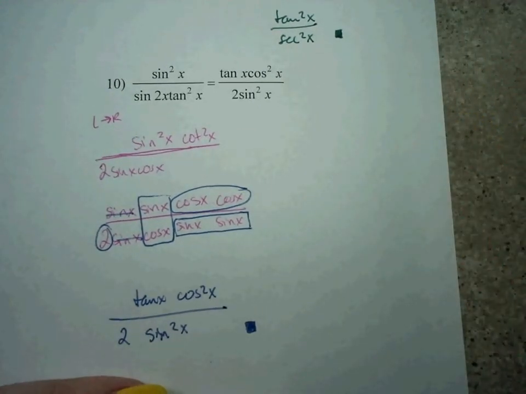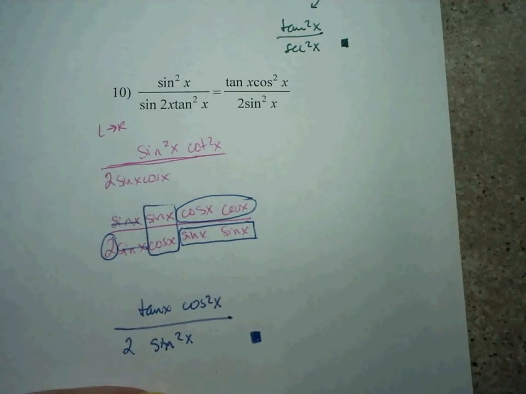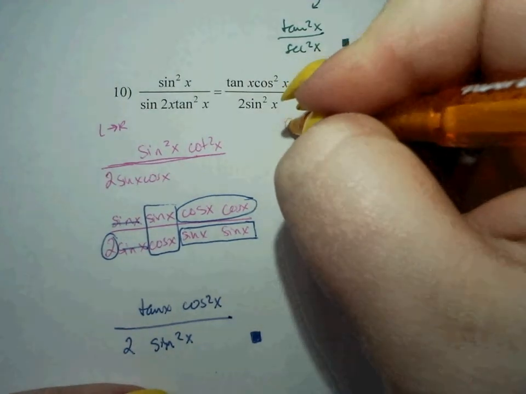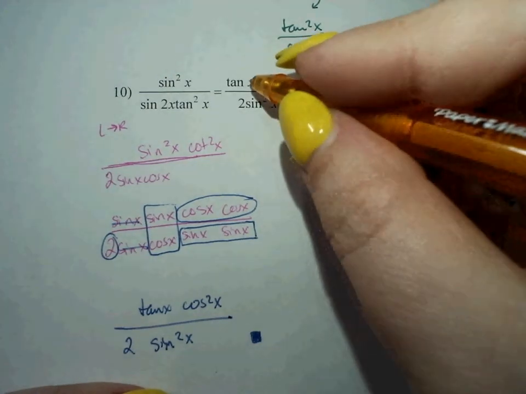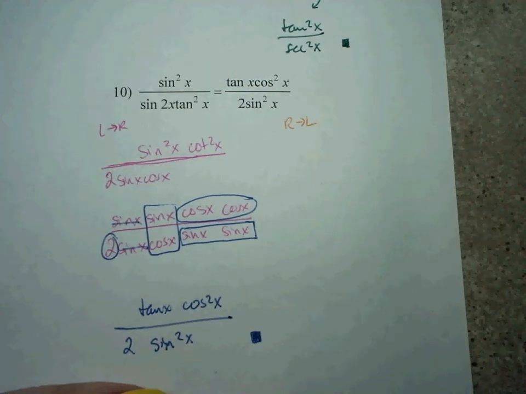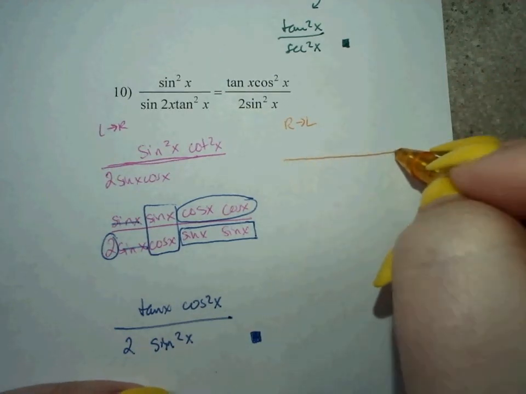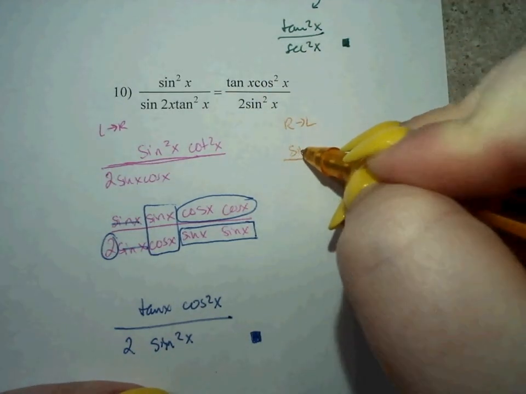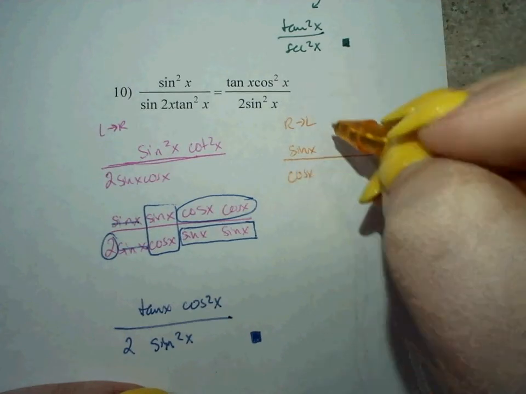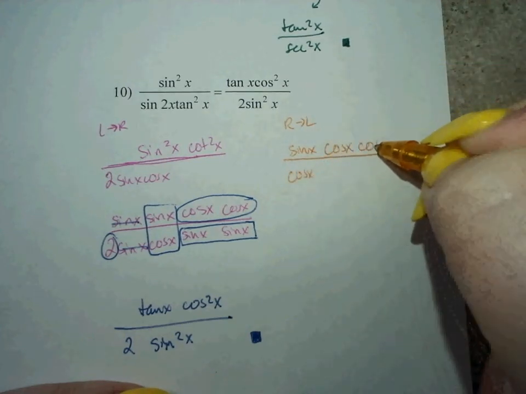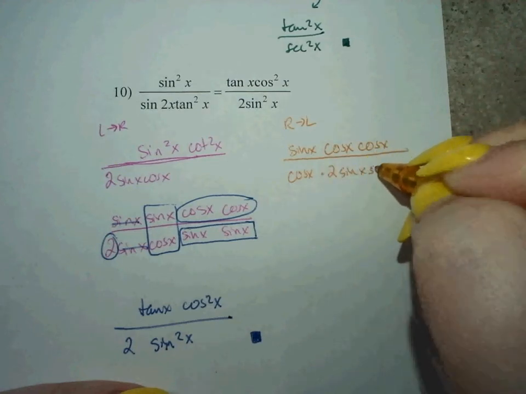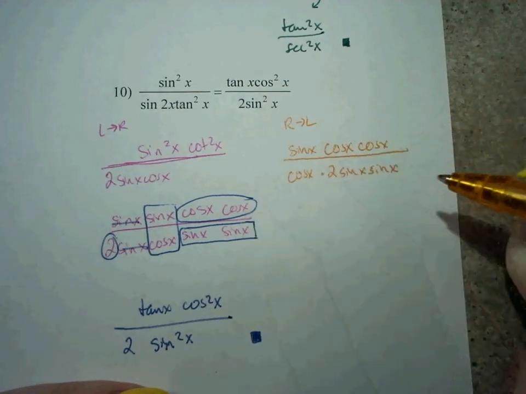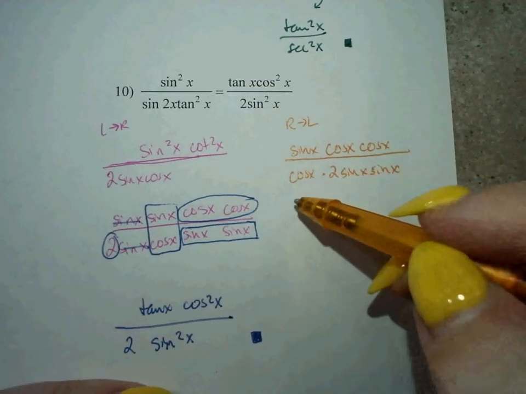All right, now I'm going to work right to left. Like I did before, I'm going to rewrite in terms of sines and cosines. So my tangent is a sine and then a cosine in the denominator. My cosine, I'm going to split up as cosine times cosine. And then my denominator is 2 sine squared, so sine times sine.